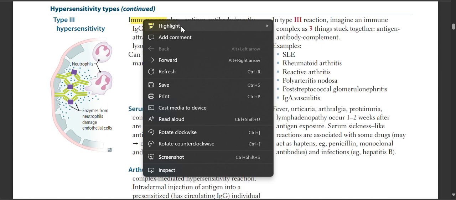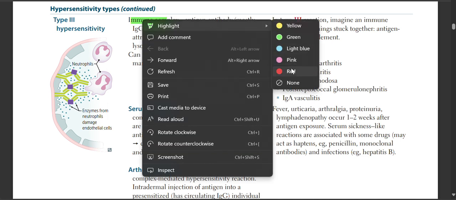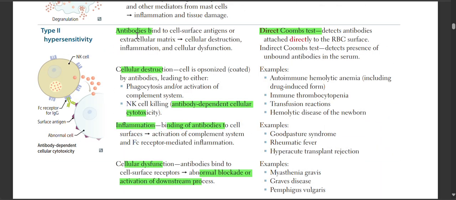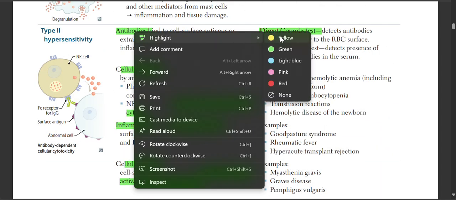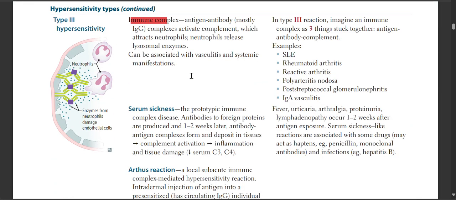Oh, sorry, this should be green. Actually, wait, I'll have to mark all of these as red. That is the most important thing you need to remember for this. So type 3 hypersensitivity reaction.